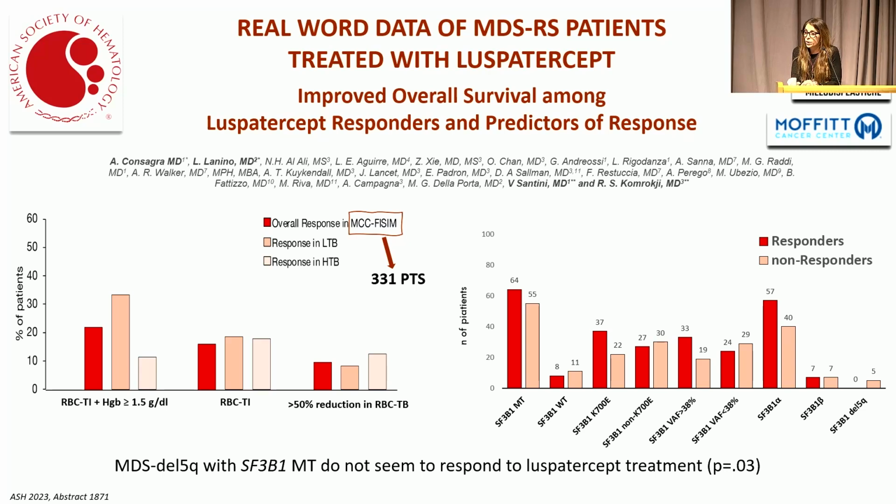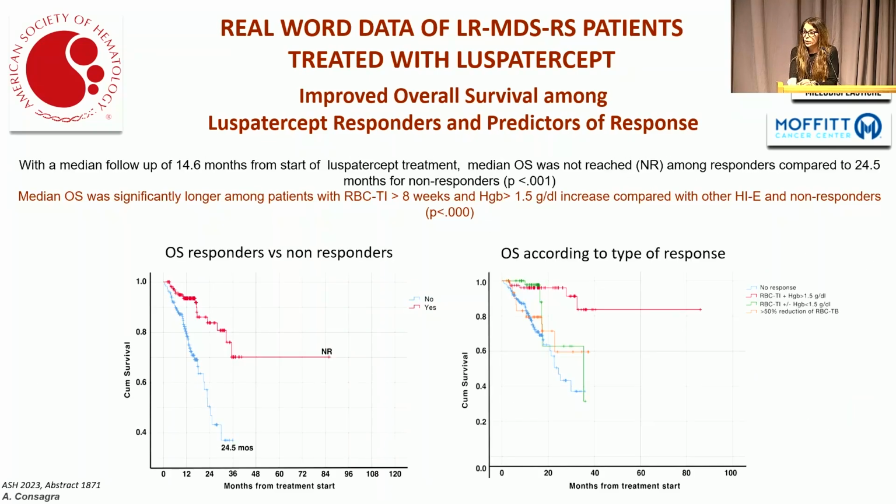So, in our cohort, a patient of the SF3B1 alpha group has a higher and significant response to luspatercept, while patients with the del5q and the co-presence of mutation of SF3B1 don't seem to respond to luspatercept treatment. Evaluating overall survival, patients who respond to the treatment have a longer overall survival, especially when they obtain a transfusion independence together with the increase in hemoglobin value of more than 1.5 gram per deciliter.